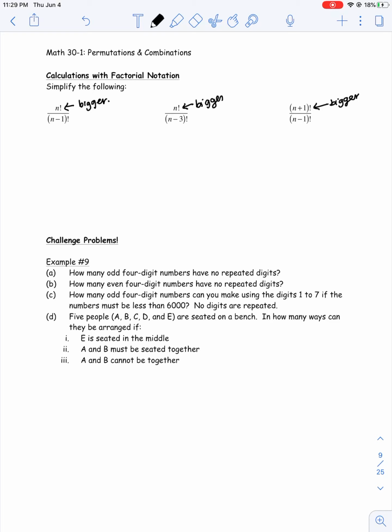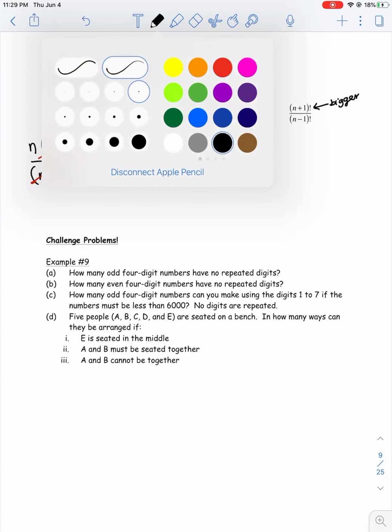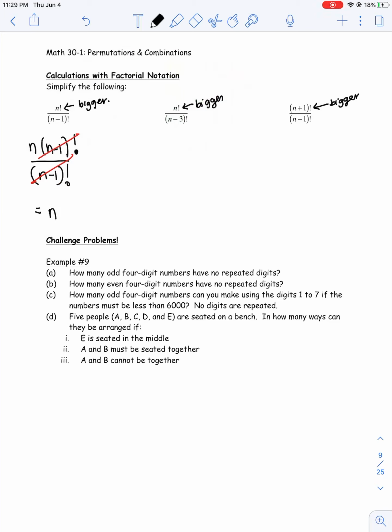So what we do is we start counting down. After n comes n minus 1. And we're going to stop there and put a factorial. The reason being is we can see the exact same factor in our denominator. And if we see the same factor in our denominator, we can cross them off, leaving us with our answer equal to n, because the factorials will cross each other off as well. So that's the simplified form of n factorial over n minus 1 factorial.